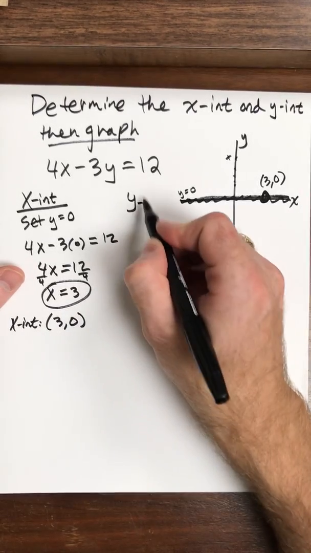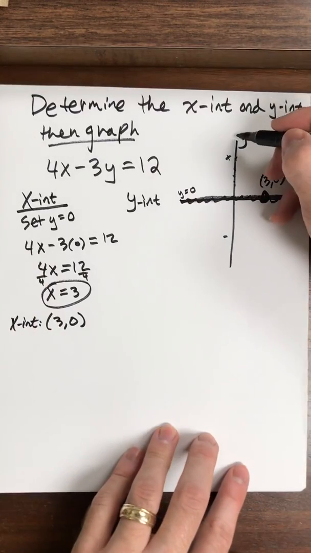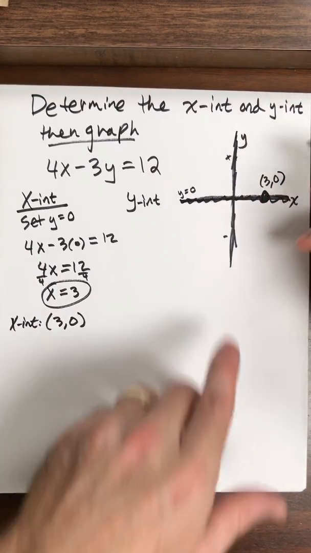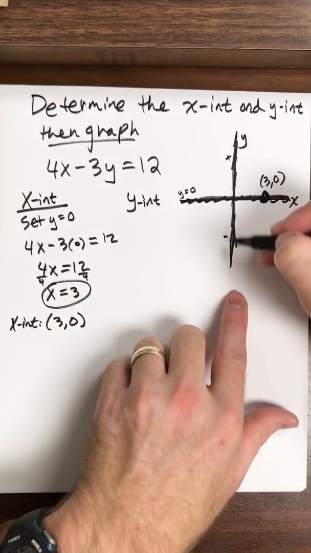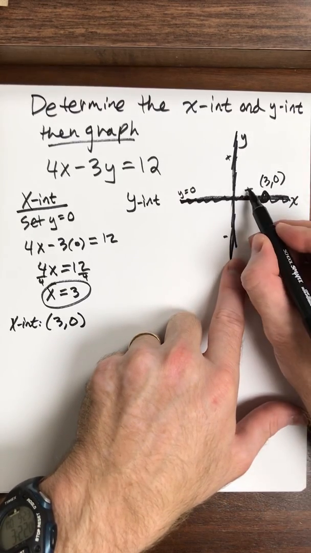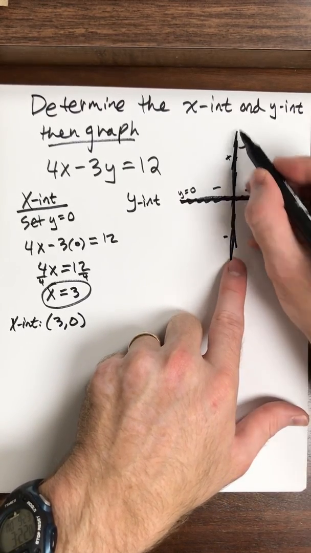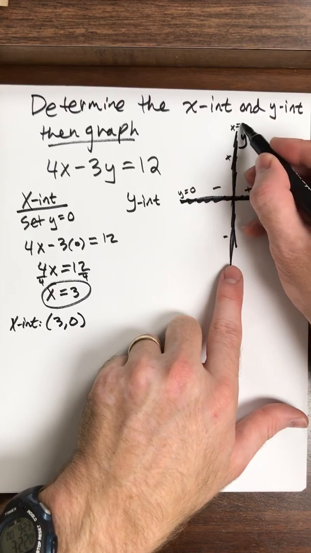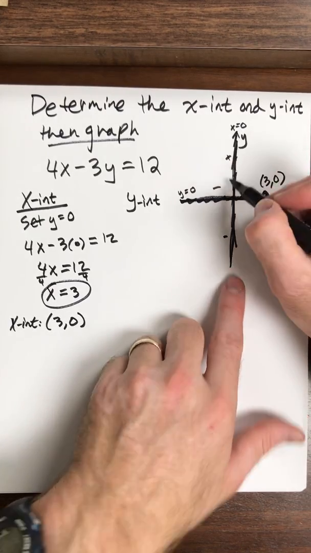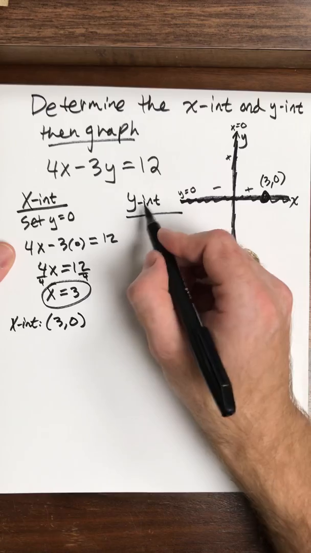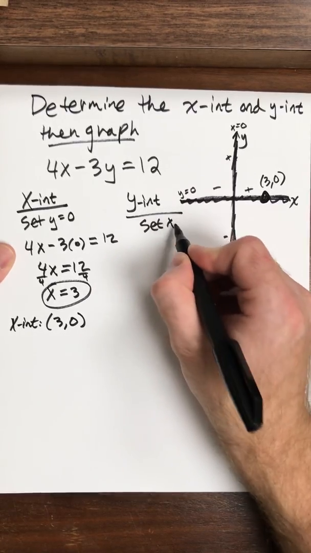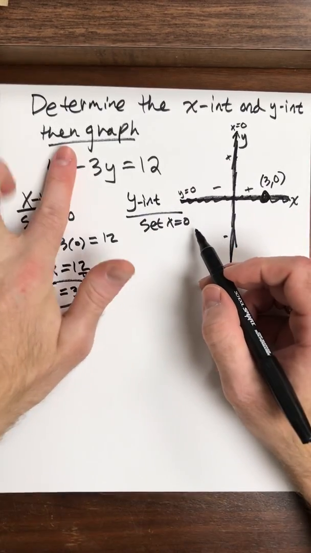Now the y-intercept, same thing. I'm looking on this y-axis here. What is the value of x on the y-axis? Well, over here, x is positive, and over here, x is negative. So that means on this axis, the y-axis, x is equal to 0. So to find the y-intercept, I set x equal to 0. So I cover up all my x's.